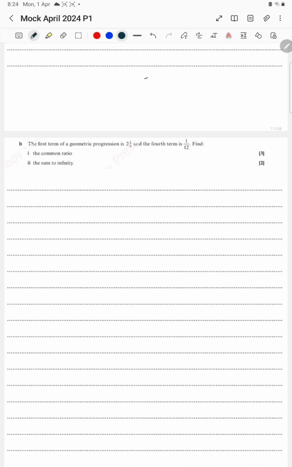Now for the B part of the same question, you are given a geometric progression. The first term is a, that is 9 by 4, and the fourth term ar cubed is 1 by 12. So if you replace a here, 9 by 4 r cubed is equal to 1 by 12. So r cubed will be 1 by 12 times 4 by 9. So it becomes 1 by 27. So r cubed is 1 by 27. So r is what? 1 by 3.